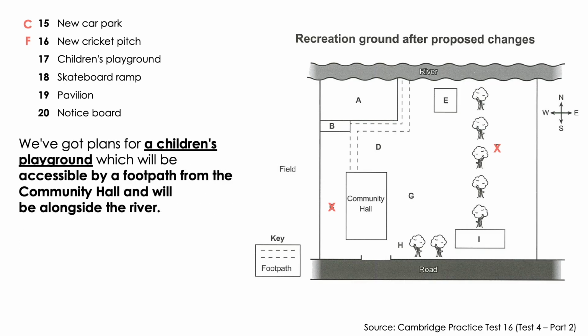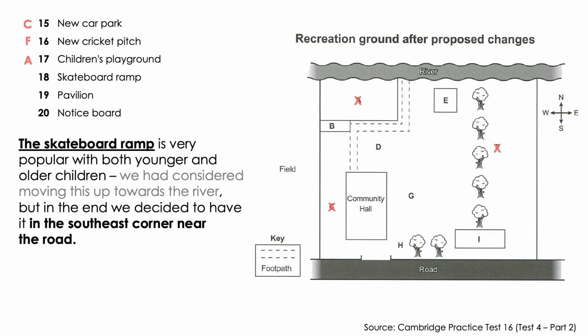Number 17, children's playground. So we've got plans for a children's playground, which will be accessible by a footpath from the community hall. So we see the legend, so that's the footpath, so that's it. And so it should be somewhere on the footpath, and it will be alongside the river. So that's the river, and that's the playground. So this option is not correct, because it's not accessible by the footpath. The answer is A.